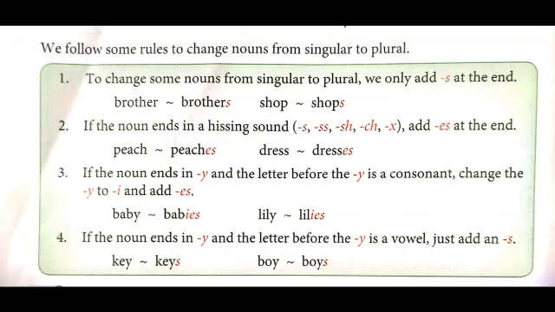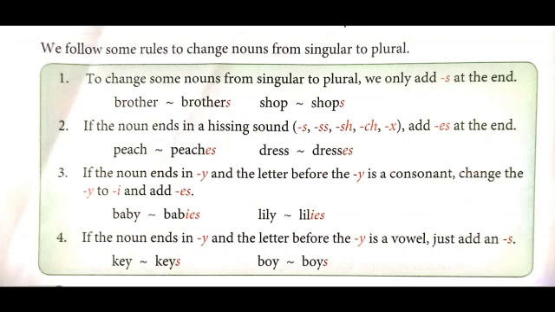Baby. In the word baby, Y is the letter that comes at the end. Yes. Now check the letter before Y. B is the letter before Y. B is a consonant. So we should change the letter Y to I and add ES. When baby changes to plural form, it becomes babies.